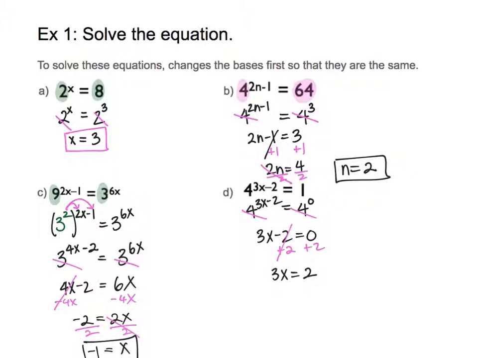So I'm going to try to get rid of that 3, divide by 3 on each side. So x is equal to 2 over 3. And boom, I have my x by itself, so I've solved for x.